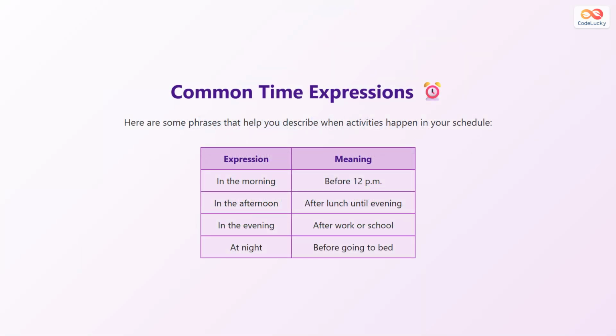When you talk about time in your schedule, use common expressions that show when things happen. Say, in the morning for the time before noon. In the afternoon to show the period after lunch. In the evening for the time after work or classes, and at night for the time before going to bed. These expressions make your speech clear and natural.